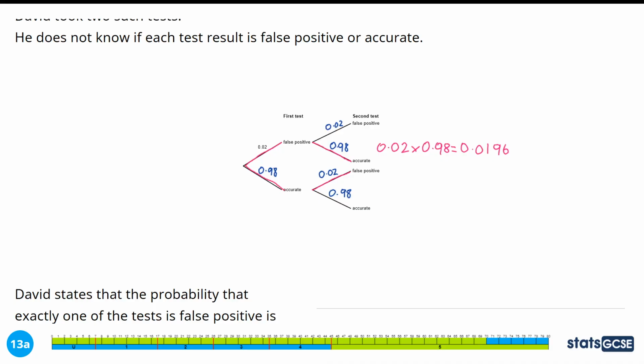If the first test was accurate though, the second test would have to be a false positive to again give us that one false positive. But this is going to be 0.98 times 0.012 again. So this is also going to be 0.0196. Now with tree diagrams, if you've got 2 answers here and here, and you want to find the total probability, it's either going to be this one or this one.